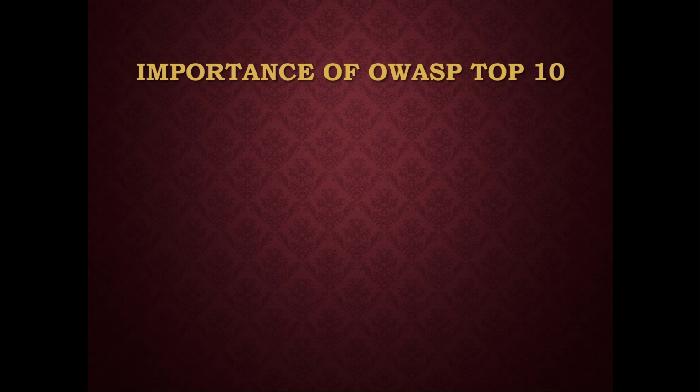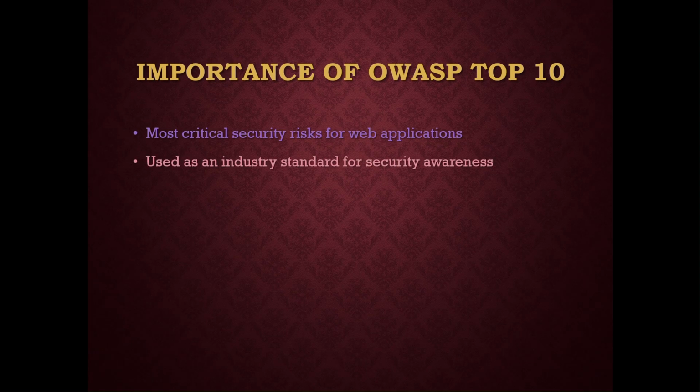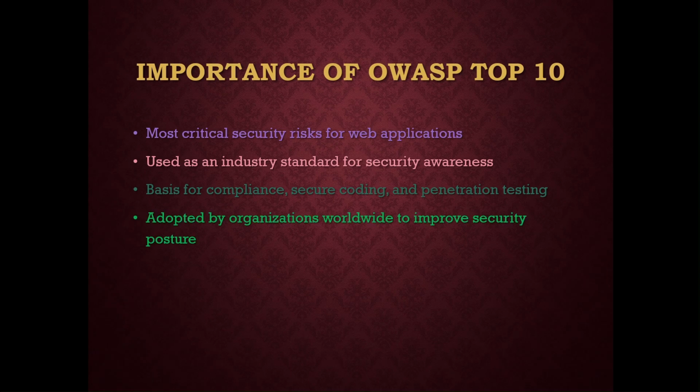What's the main importance of OWASP? It lists the most critical security risks for web applications, mobile applications, APIs, and many more applications. It is used as an industry standard for security awareness purposes. It is the basis for compliance, secure coding, and penetration testing. It is adopted by organizations worldwide to improve their security posture.